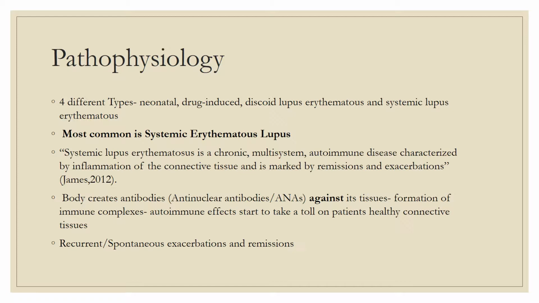It is a chronic multi-system autoimmune disease characterized by inflammation of the connective tissue and is marked by remissions and exacerbations. The body creates antibodies against its own tissues. This can lead to the formation of immune complexes, and it triggers an autoimmune effect that takes a toll on the patient's healthy connective tissues. It also has recurrent spontaneous exacerbations and remissions.